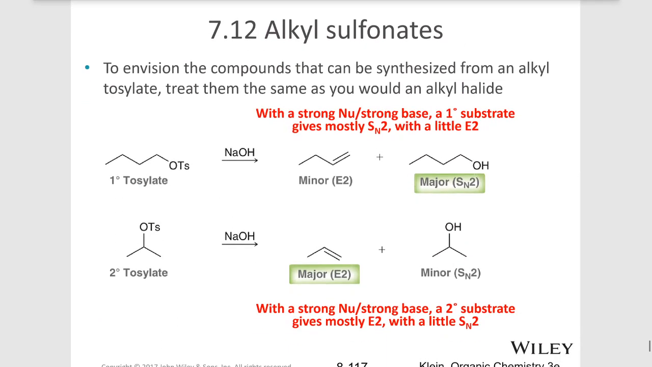So alkyl sulfonates can give us SN2 products or E2 products, depending on which we have. With a strong nucleophile, strong base, a primary substrate gives mostly SN2 with a little E2, and we would have learned that from our chart. And with a strong nucleophile, strong base, a secondary substrate is going to give us mostly E2 with a little SN2, and that's because the SN2 is more sterically hindered and a little harder to happen.